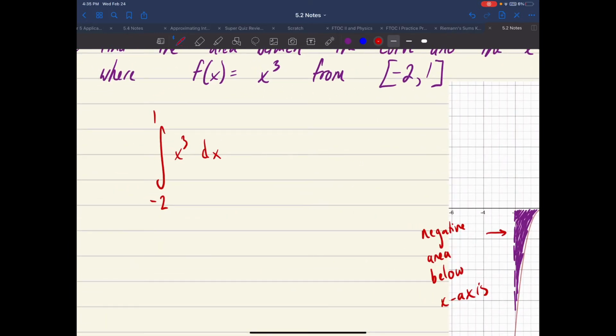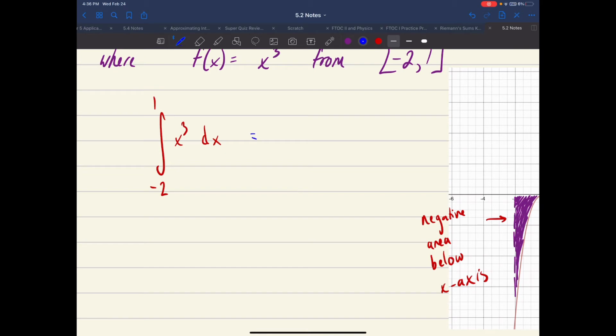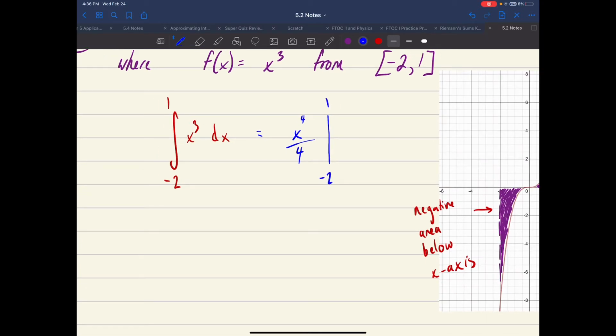Calculating this is just what we did before. We're going to find the antiderivative of x cubed, which is x to the 4th divided by 4. The notation is new here. We're going to evaluate from -2 to 1. We just evaluate. So I'm going to write it down here. This would be the function 1 to the 4th divided by 4, subtracting -2 to the 4th divided by 4. I'm just plugging in 1 and -2 for x and calculating.